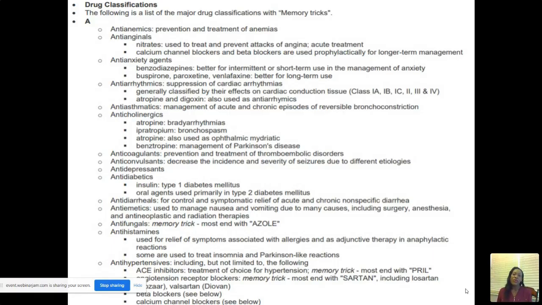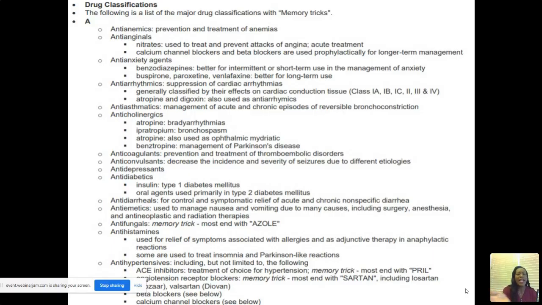Because if I'm giving you a pharmacology question and I tell you the client is on an antihypertensive, you need to know exactly what drug class that is. So let's just do a couple of them and then you'll get the point. So step one is to work on your drug classification, okay? And a lot of them have memory tricks, utilize those.